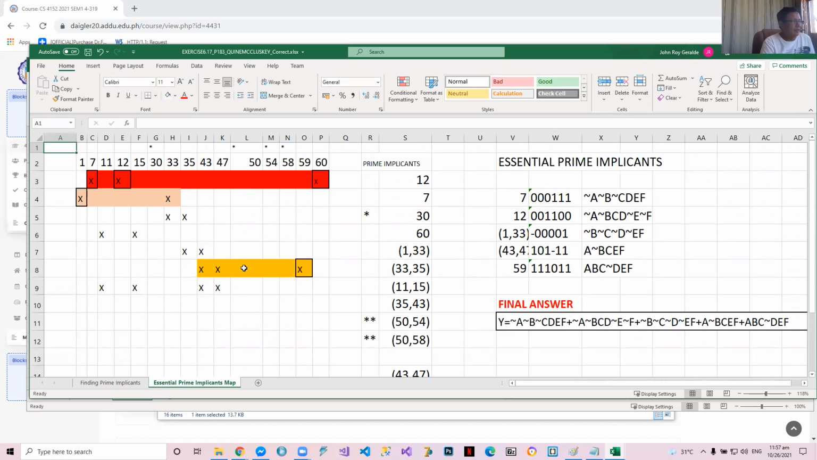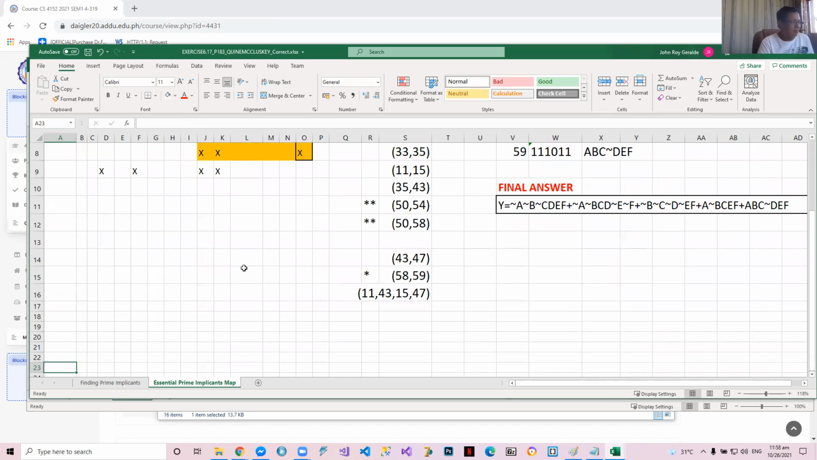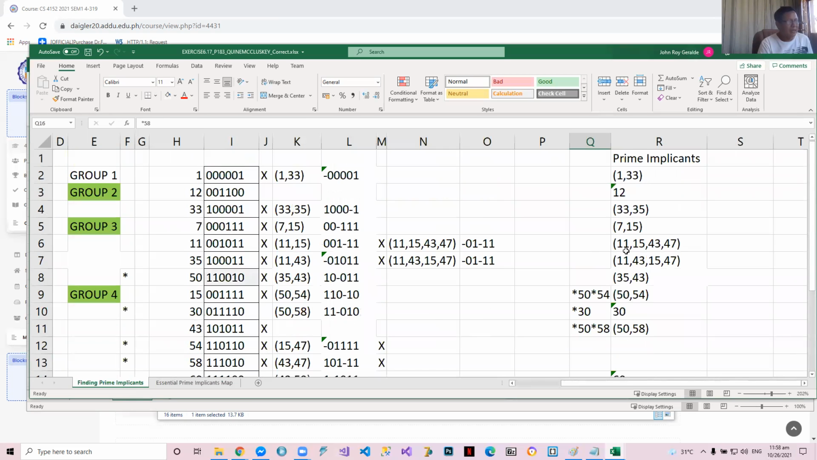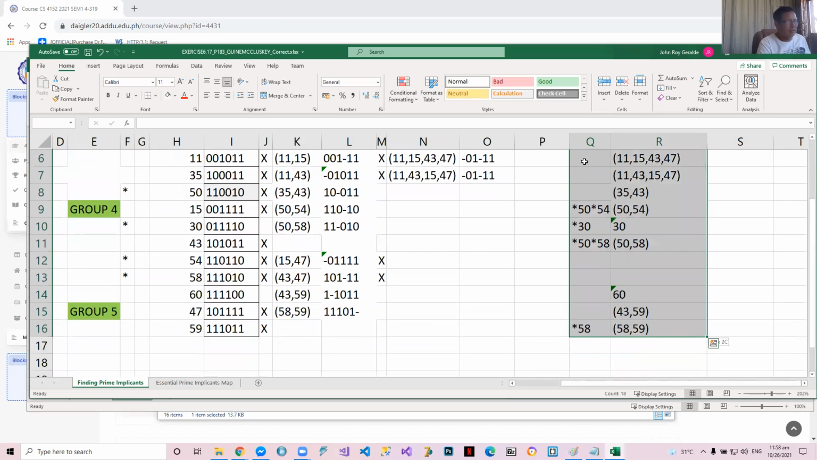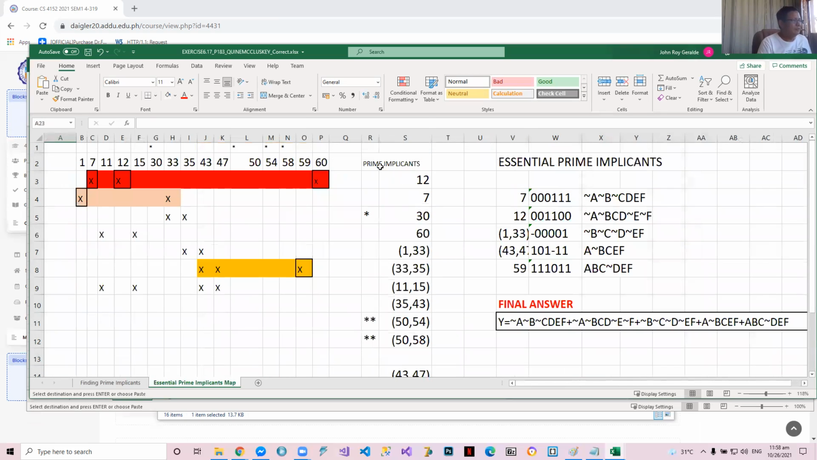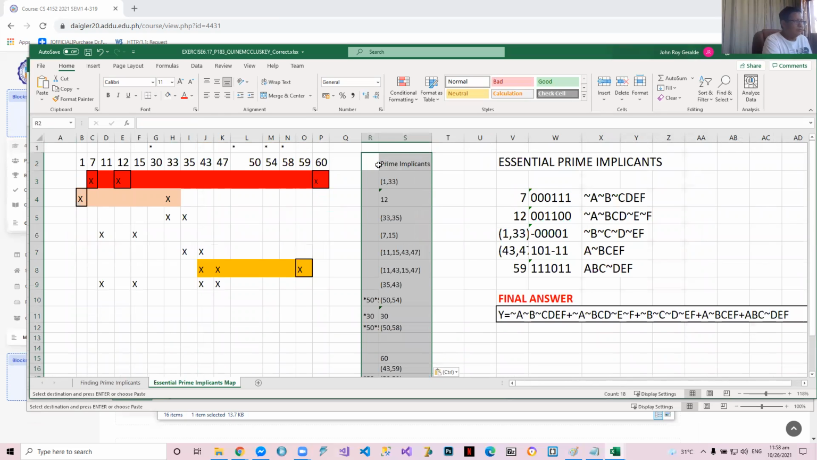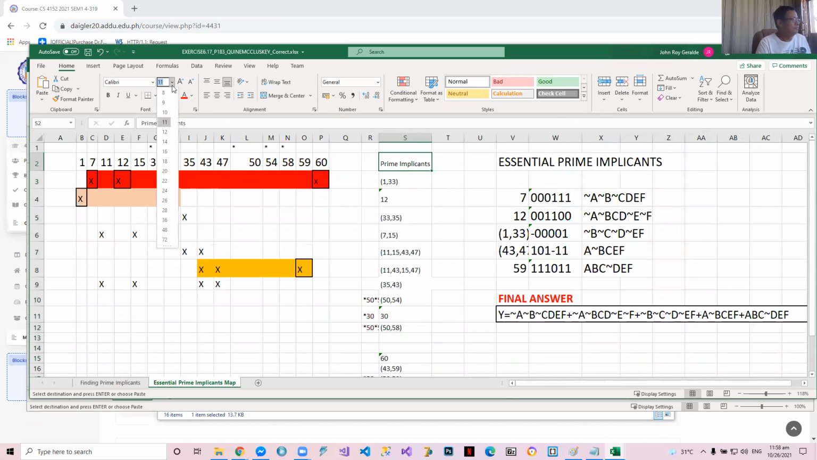Okay. Any questions? Okay. Now, let's copy this prime implicants. Kopyahin natin yung prime implicants, no? Ililipat natin dito. We will enlarge this.